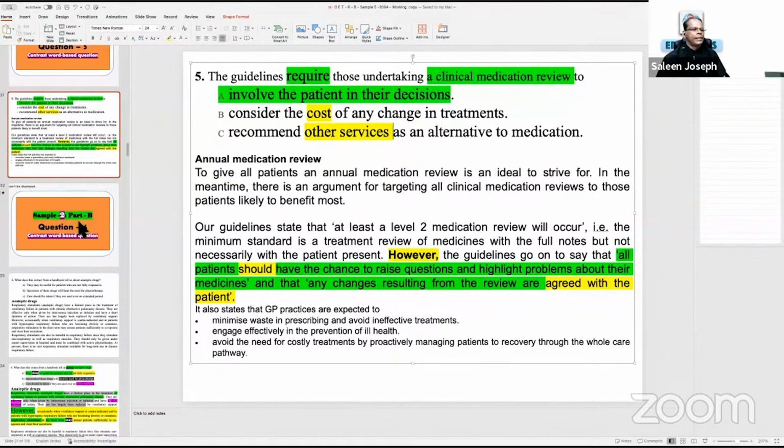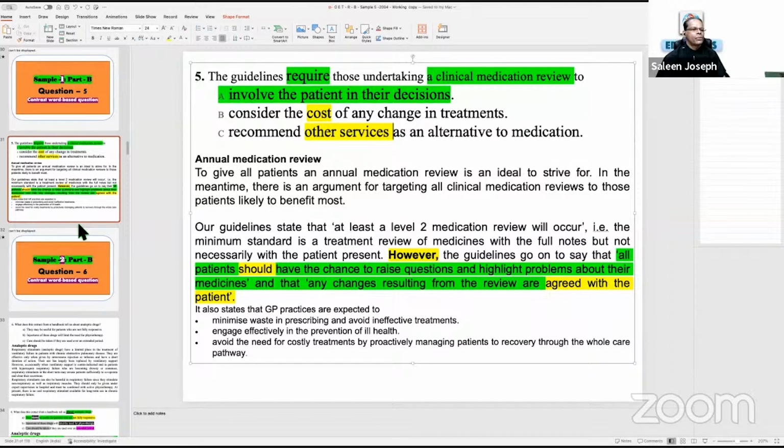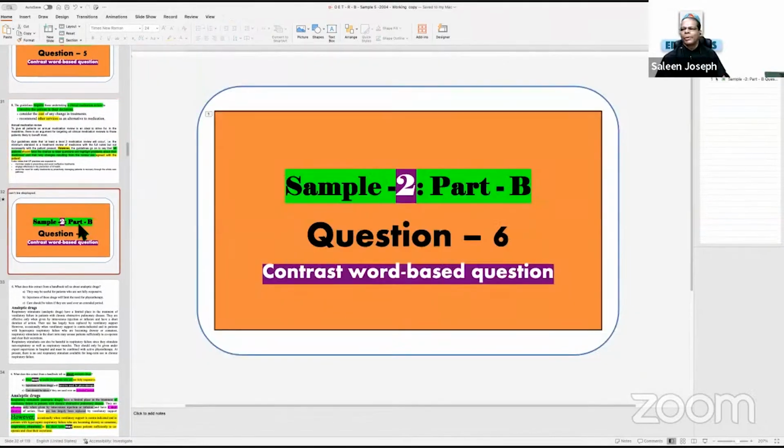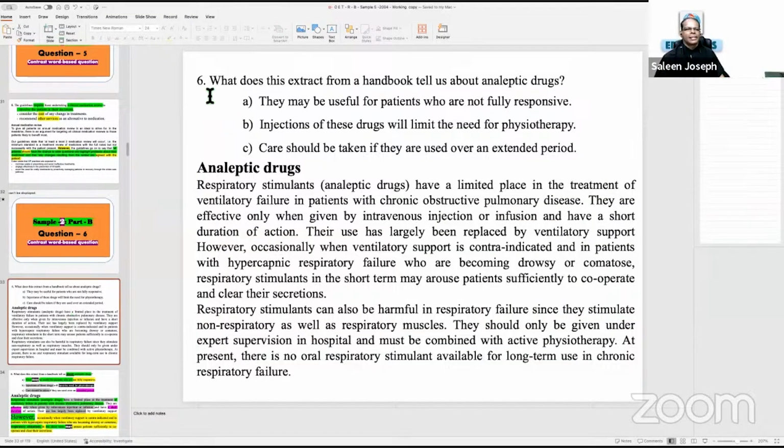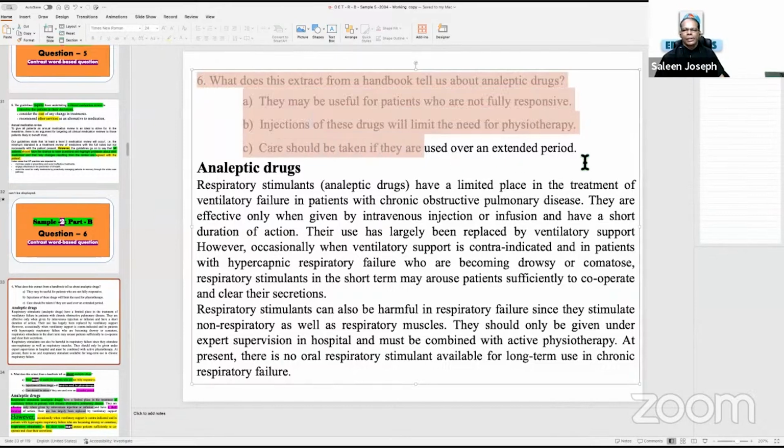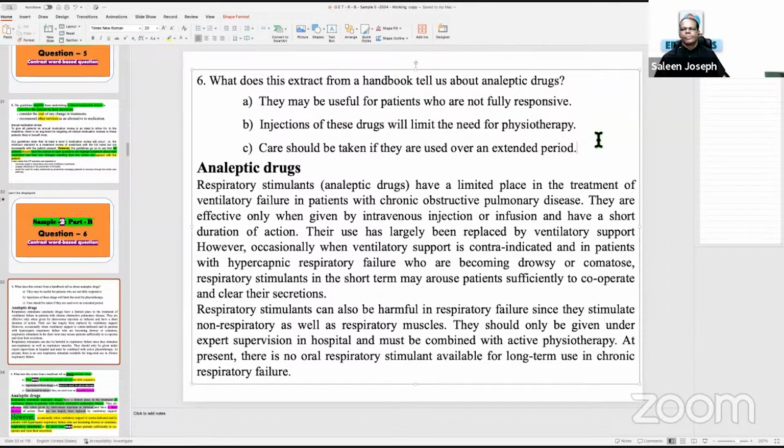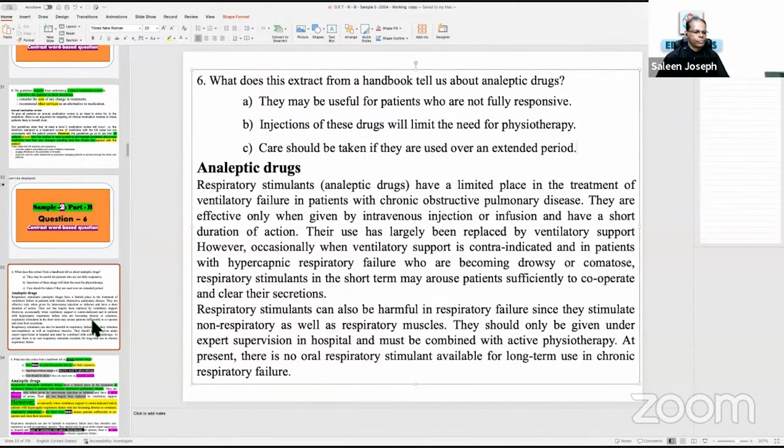Okay, that was from sample 1. Again, I am showing you one from sample 2. OET official sample 2, Part B, question 6, contrast word-based question. Let's check. I'll make the system read the question and options. 6. What does this extract from a handbook tell us about analeptic drugs? A. They may be useful for patients who are not fully responsive. B. Injections of these drugs will limit the need for physiotherapy. C. Care should be taken if they are used over an extended period.